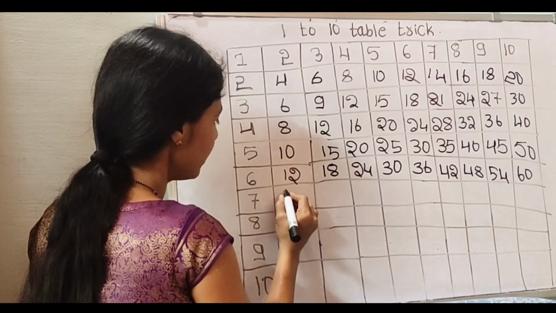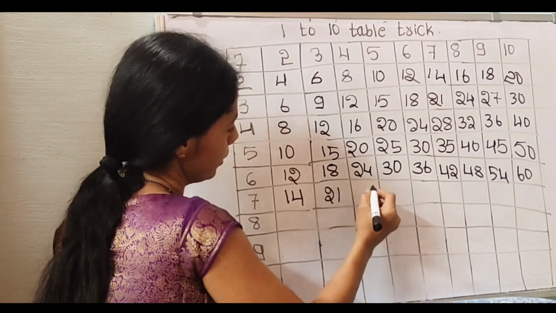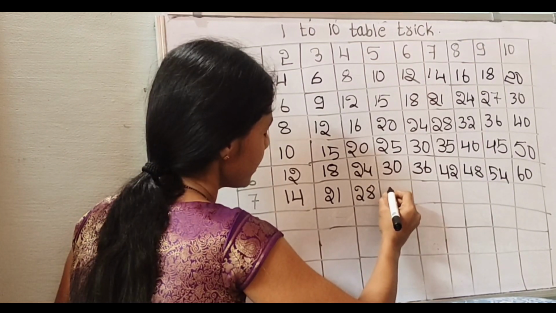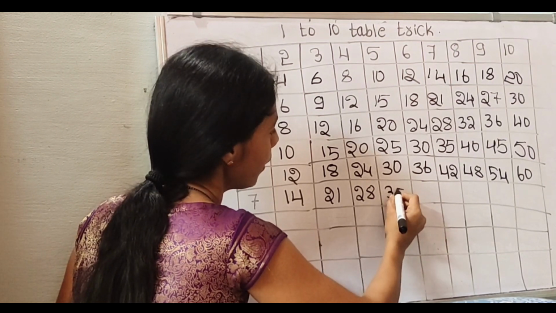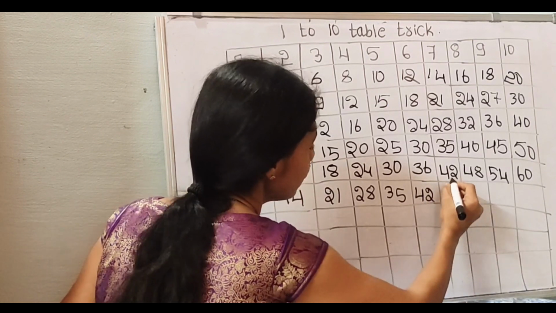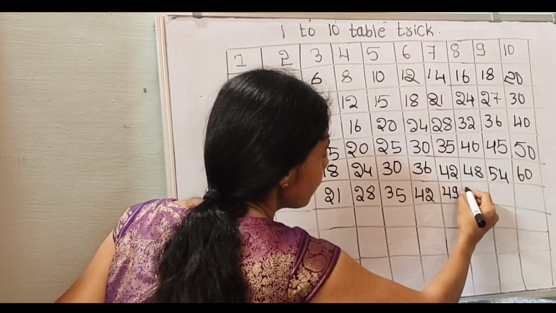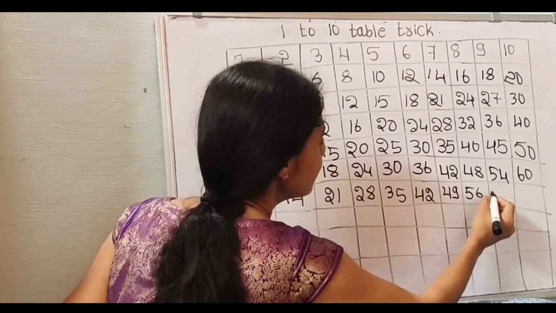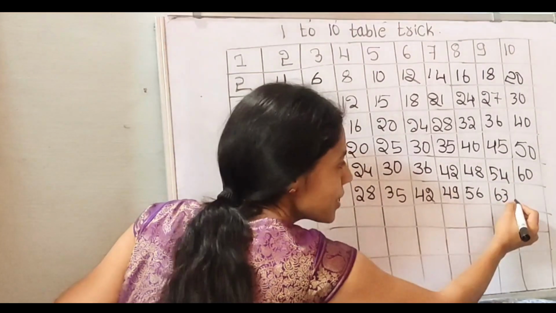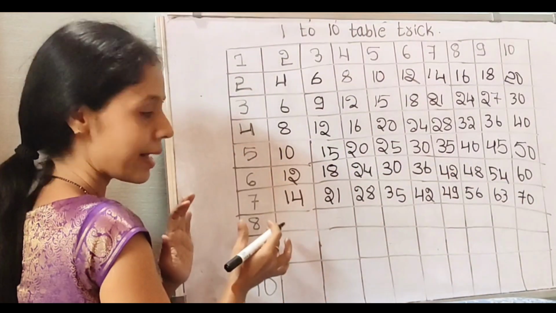Next we consider this row. 7 2s are 14. 14 plus 7 is 21. 21 plus 7 is 28. 28 plus 7 is 35. 35 plus 7 is 42. 42 plus 7 is 49. 49 plus 7 is 56. 56 plus 7 is 63. 63 plus 7 is 70.